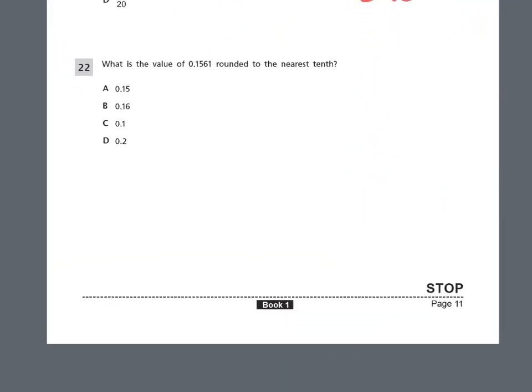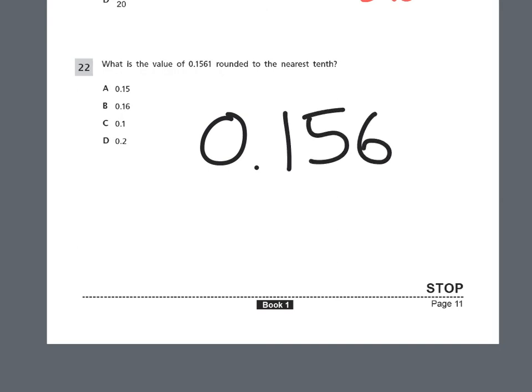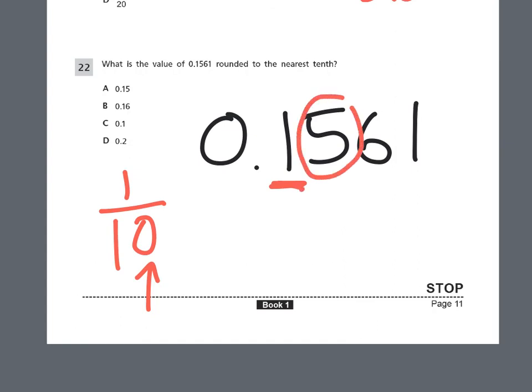For the last one, 22, it says, what is the value of 0.1561 rounded to the nearest tenth? So here's 0.1561, and we round to the nearest tenth. Here's the tenth. A good way is tenth has 1 zero, so it's one number behind the decimal. You circle the number to the right of it. That's 5 or more. Let it soar, so it becomes 0.2. So it would be letter D.